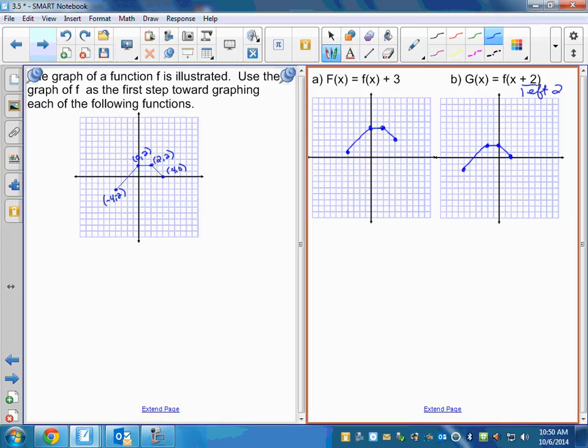And that's where I think making the points makes it easier, that you can kind of just move those over. Questions about that?